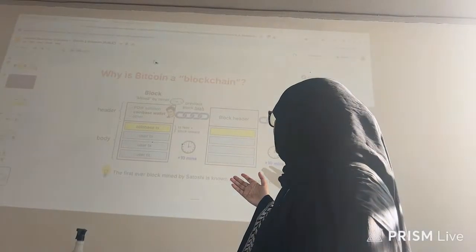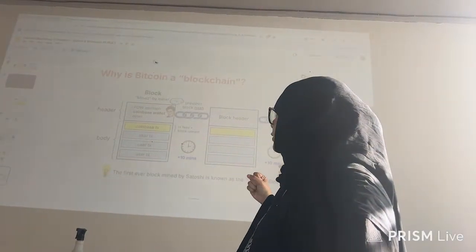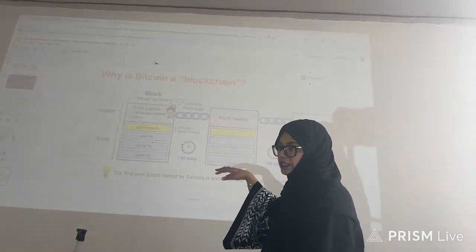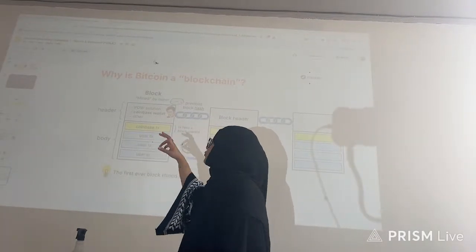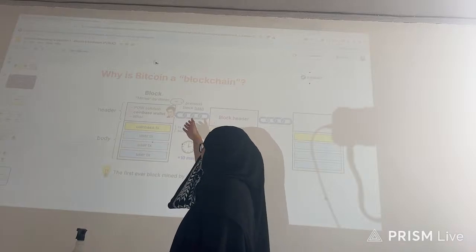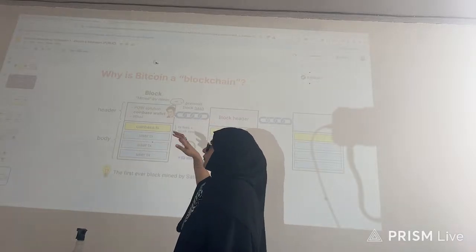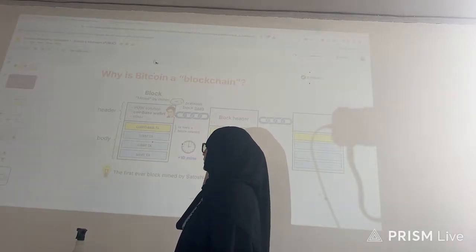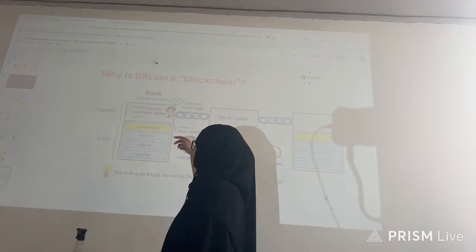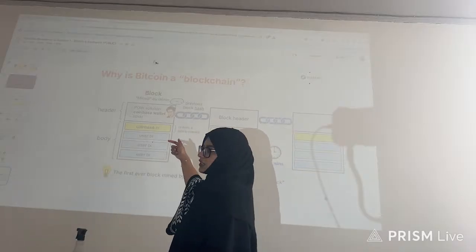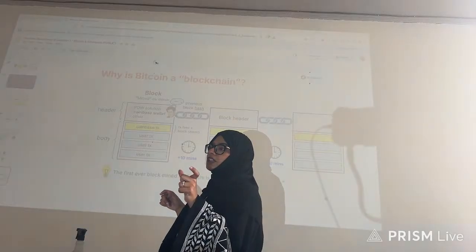Why is Bitcoin a blockchain? This is where we discuss how it is a blockchain, and what data is stored in each block. So there's the header and there's the body. For this one, let's start with the body, where all of the user transactions are, and then a coinbase transaction. Now, what is a coinbase transaction?